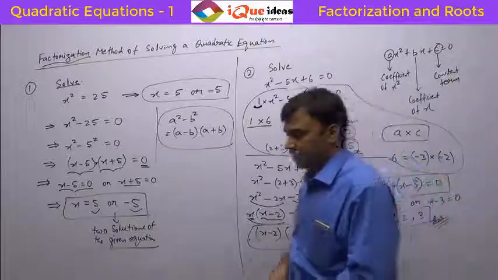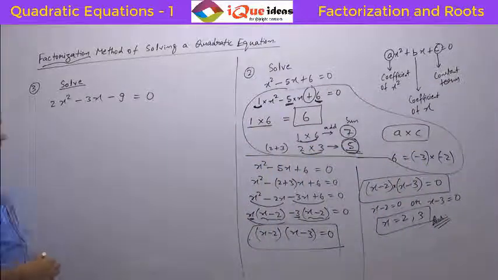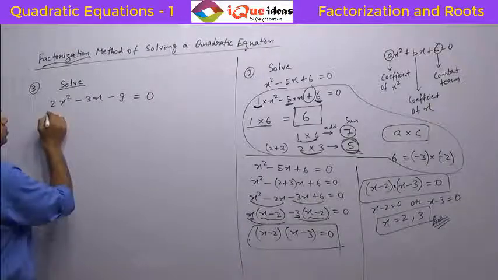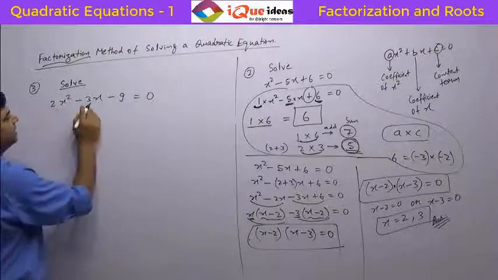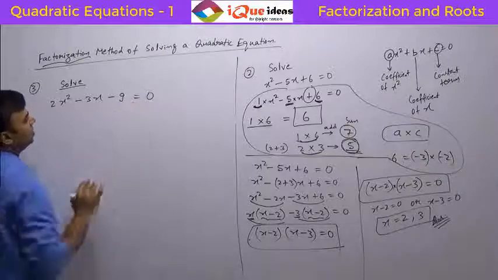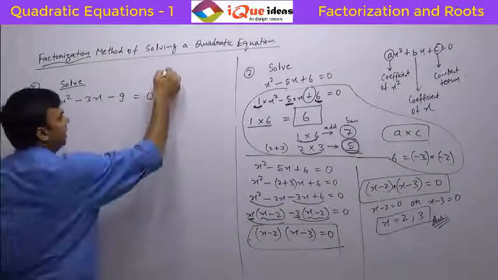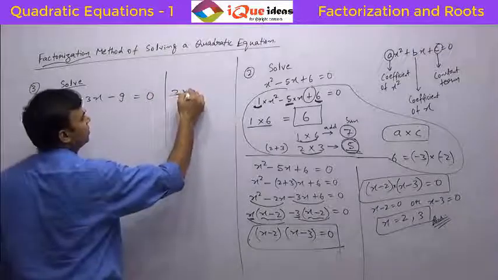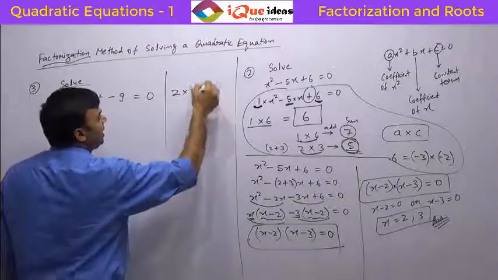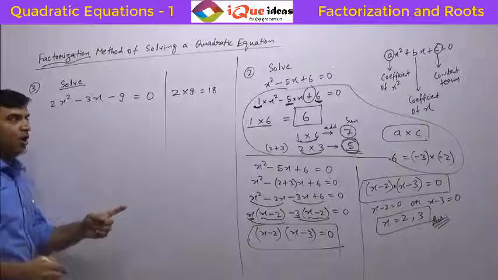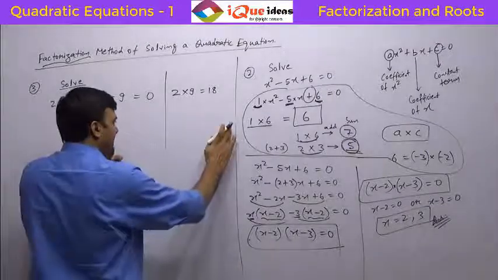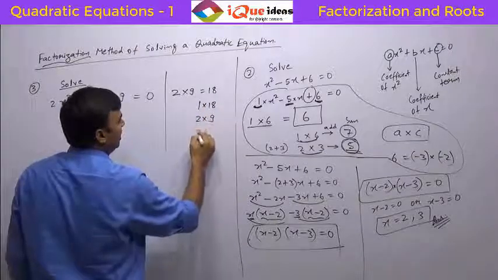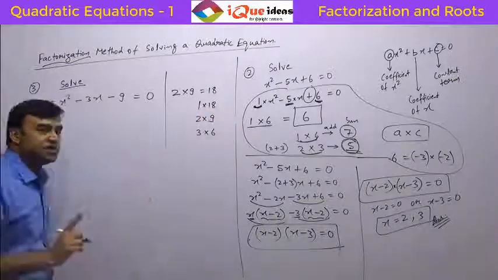Let's take another example of this. Now, I am keeping this here, and now let's take up this question. It says 2x square minus 3x minus 9 equal to 0. Alright. So let's take coefficient of x square, that is 2, and the constant term, that is 9. So 2 into 9 is equal to 18. Break 18 into product of two numbers in whatever possibilities are there. So it is 1 into 18, 2 into 9, 3 into 6. That's it. These are the only three possibilities.